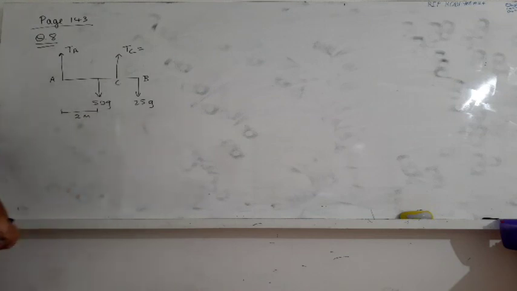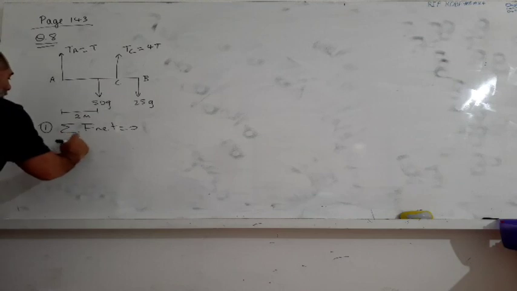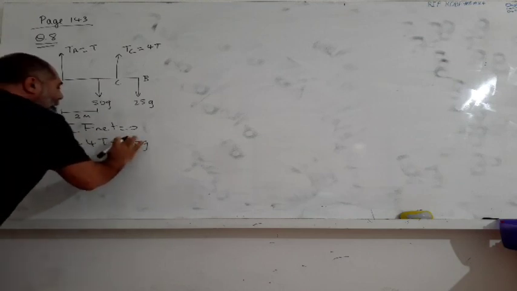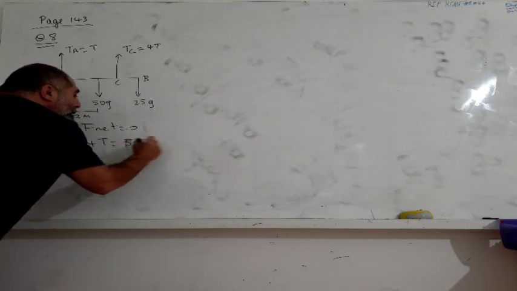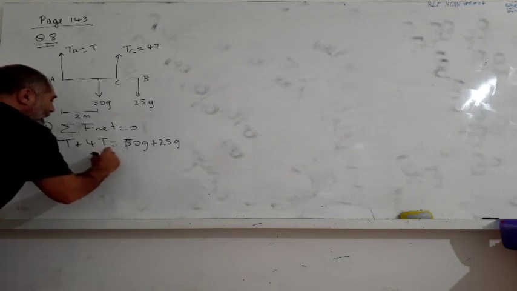Again, rules applied. F net is equal to 0. Upward forces must be equal to downward forces. So, T plus 4T is equal to 50G plus 25G. 5T is equal to 75G. T is equal to 15G. So this is 60G, 4 times 15G, and this is 15G.